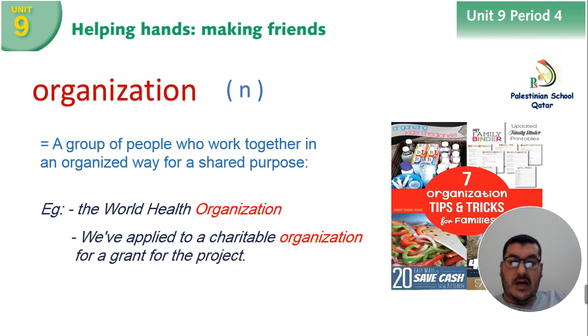Okay, now we have organization. We have in this picture seven organization tips and tracks for families. Organization is a noun: a group of people who work together in an organized way for a shared purpose. For example, the World Health Organization. Also, we can have another example: we've applied to a charitable organization for a grant for their project.